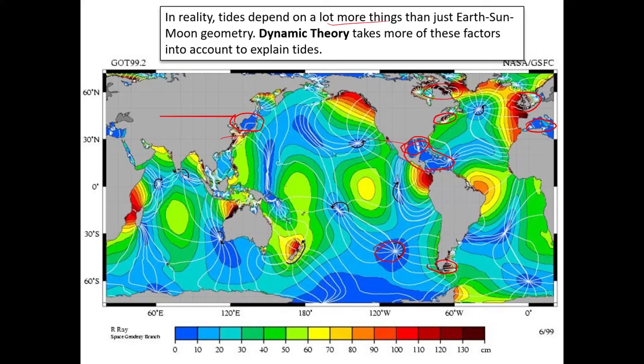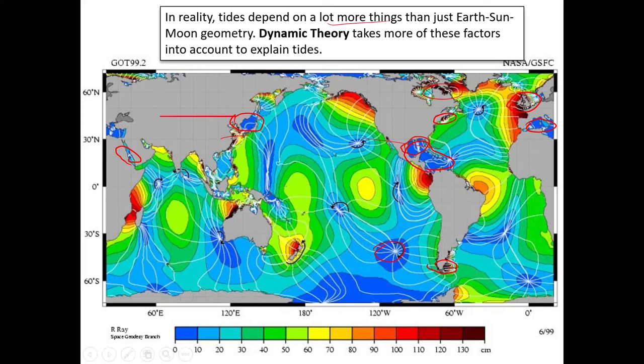In the Sea of Japan, very low tides. In the Mediterranean, very low tides, right? So you might get the picture from that, that in the Red Sea there are very low tides, right? So you might get the picture that maybe the continents are playing a role here as well, and the shape of the ocean basin is playing a role, and that's true.